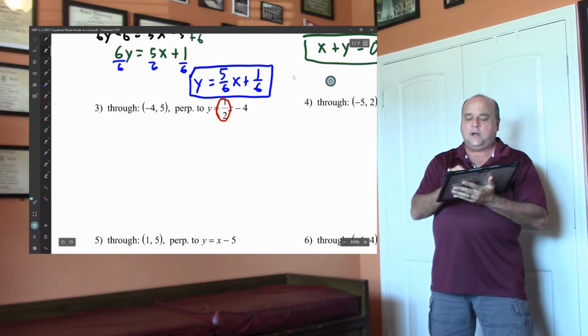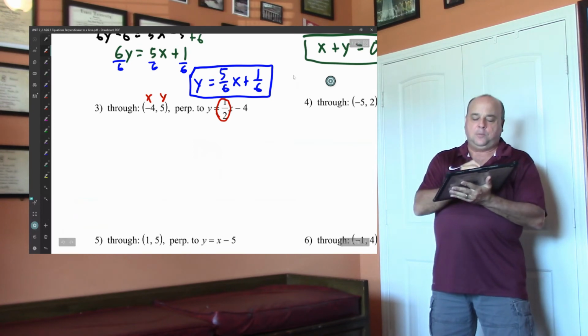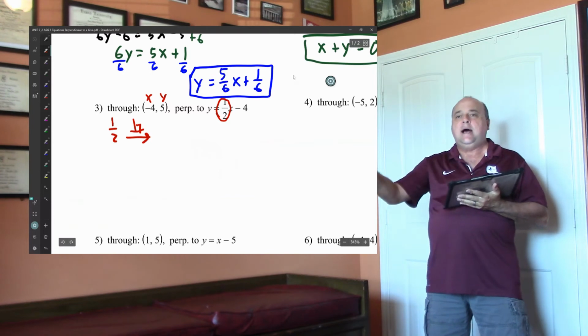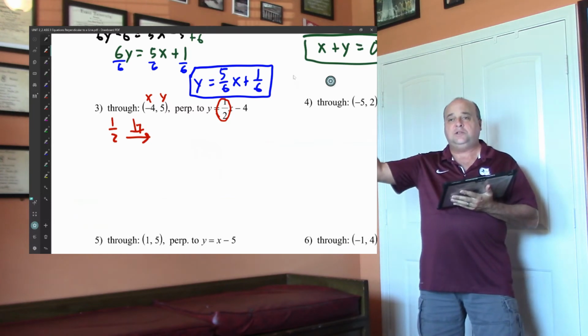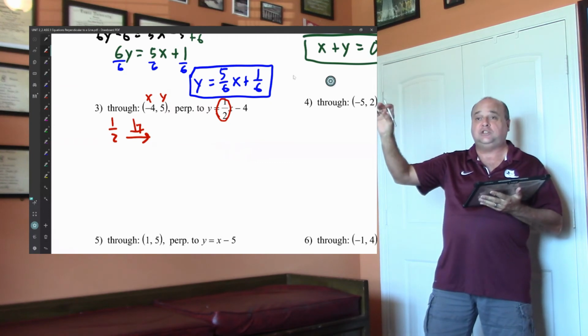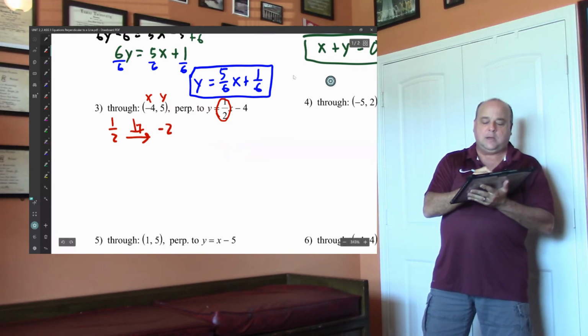So our slope is 1/2, and this is my x, this is my y. I'm going to put 1/2 down, and I'm going to draw an arrow and put a perpendicular symbol. I'm going to flip that slope and switch the sign. So if I flip 1 over 2, I'll get 2 over 1, which is just 2, and the positive will become a negative.